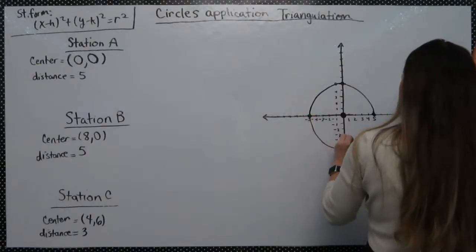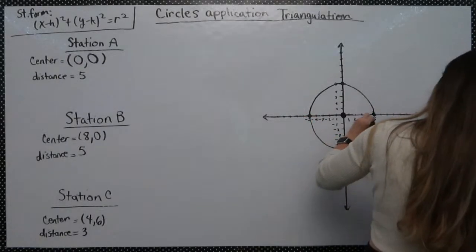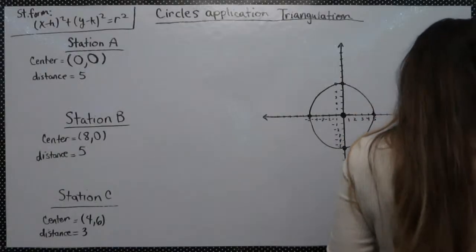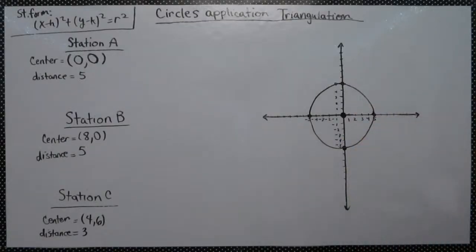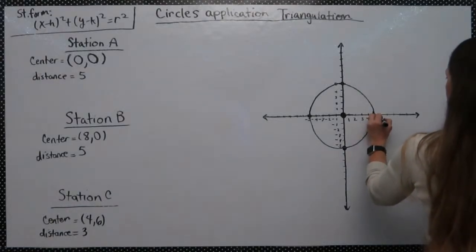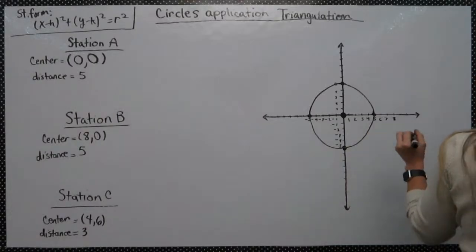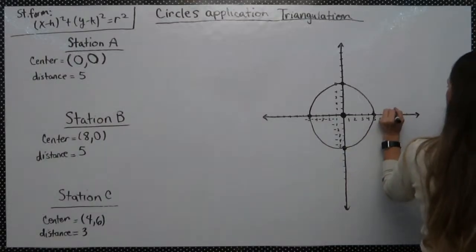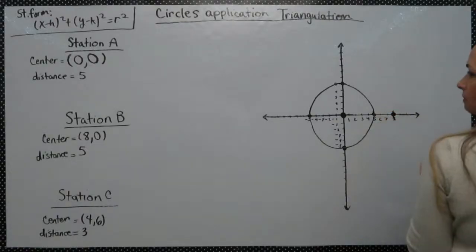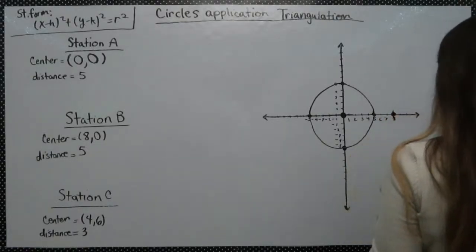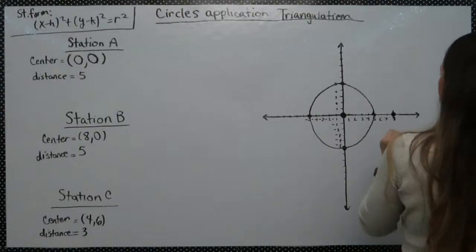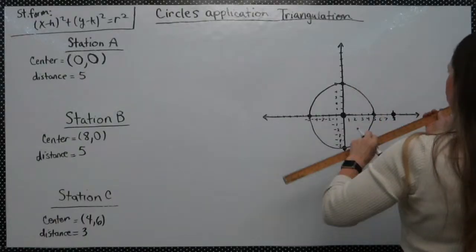Got that first one, station 3. It's within a 5-mile radius. So that next center is at 8, 0. So let's see, 5, 6, 7, 8. So I've got this center right here, and we have a distance of 5 as well. So we're going to go up. Let's see.